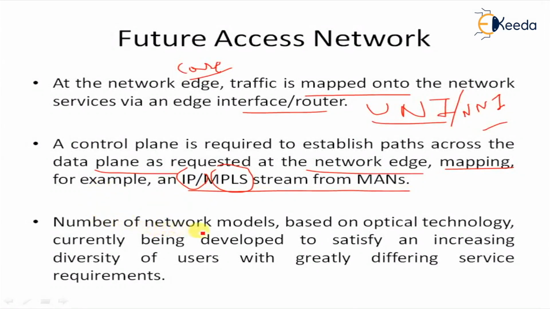A number of network models based on optical technology are currently being developed to satisfy an increasing diversity of users with greatly differing service requirements. Networks to support specific users are also connected with them. Other business models encourage the development of different networks, like homogeneous networks, and interoperability issues are also arising. So different homogeneous networks are there.